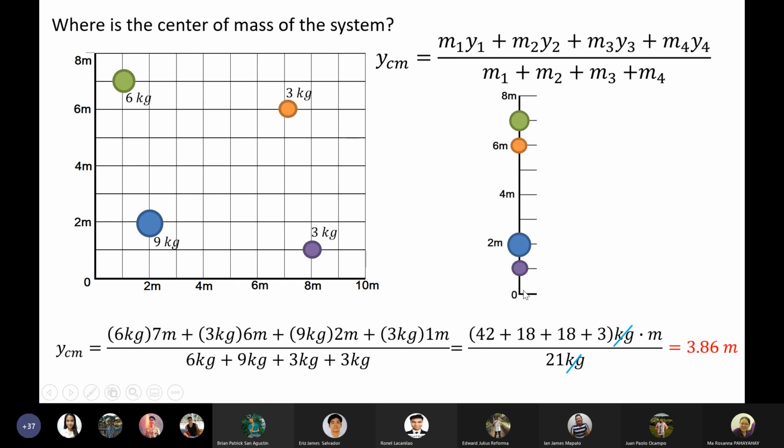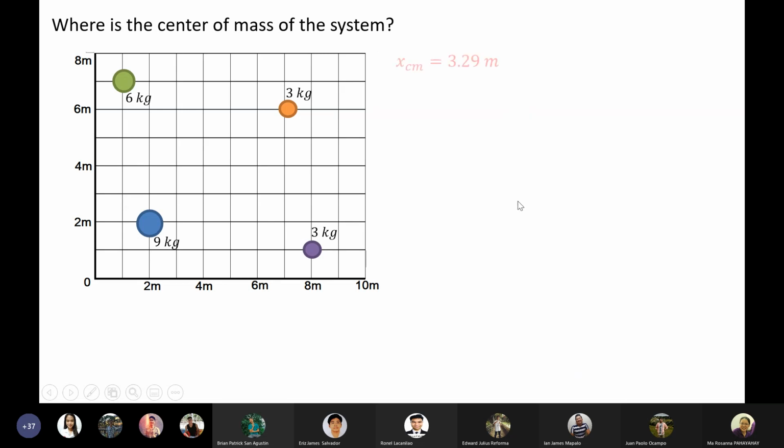So roughly, nasa 3.86, malapit dito sa 4. Okay, roughly here. Okay, so if we will combine now our answer, the center of mass along X is 3.29. So roughly here, ito. Si Y naman is 3.86, so roughly here. So it means this is the center of mass of our system. Okay? So that is the center of mass. And to properly write here, ito yung dapat, ganito yung pag-answer nyo sa exam ha. So parang ganyan. It's just a point of the system.